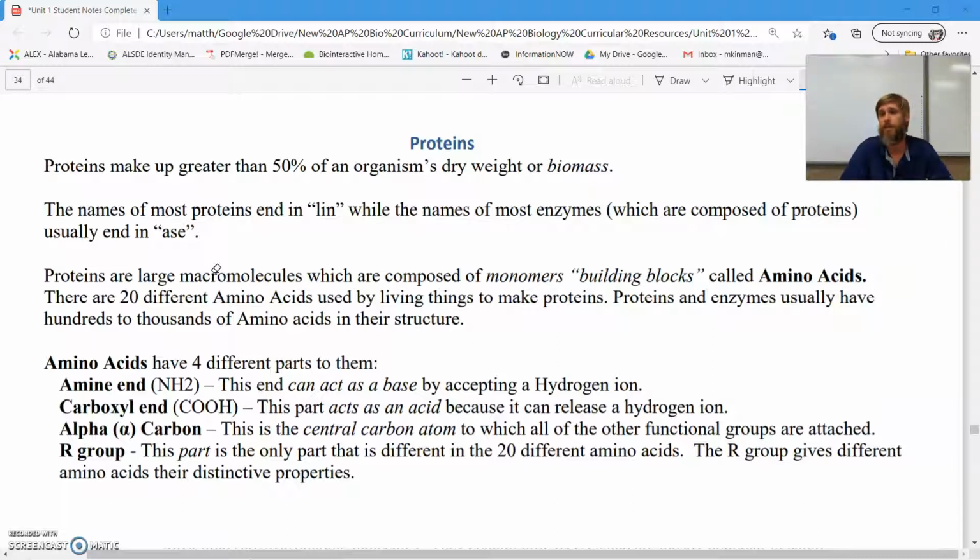antibiotics. If you get an infection, you go to the doctor. The doctor may prescribe you an antibiotic, and it may end in "lin." So you know that antibiotics are proteins. Proteins are large macromolecules, which are composed of monomers or building blocks called amino acids. There are 20 different amino acids used by living things to make proteins. Proteins and enzymes usually have hundreds to thousands of amino acids in their structure.